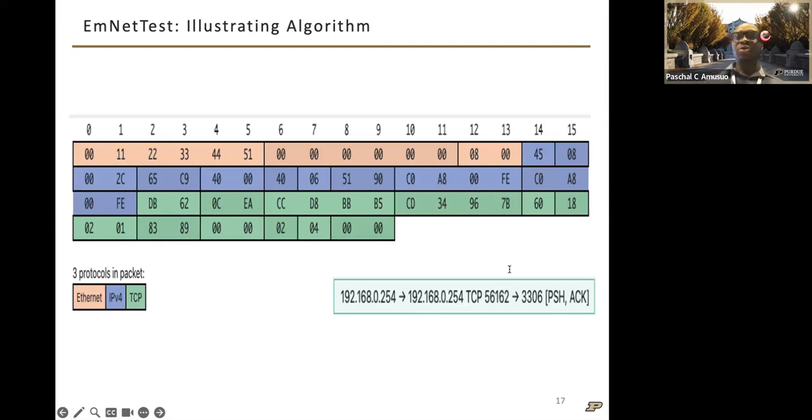It samples values across the range of the field, guided by a configurable sampling stride key. It replaces this value with each sampled value and injects each mutated packet into the ENS. Now we do this for each field in the packet. After doing it for each individual field, we do it for a combination of fields, starting with n equals 2 till the value that you configure as your maximum combination value.